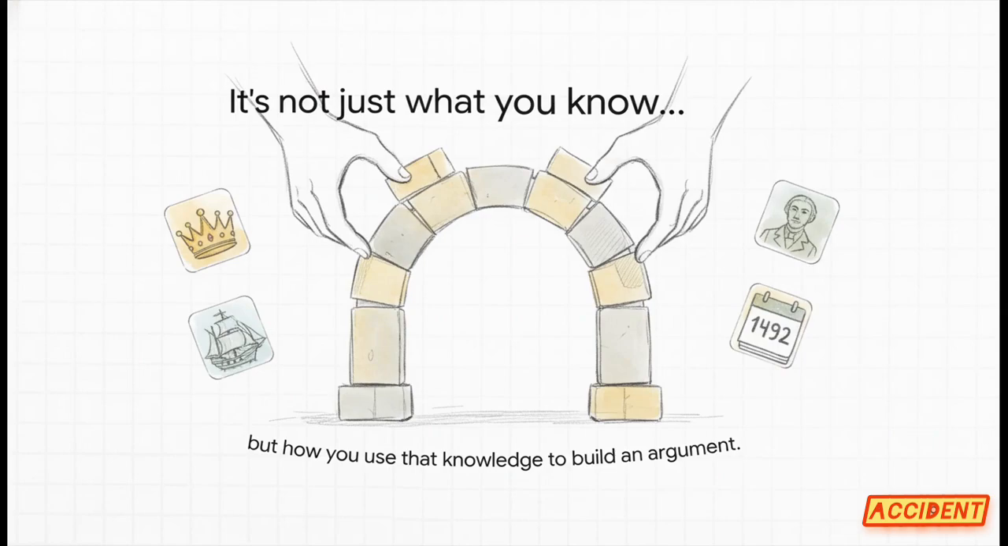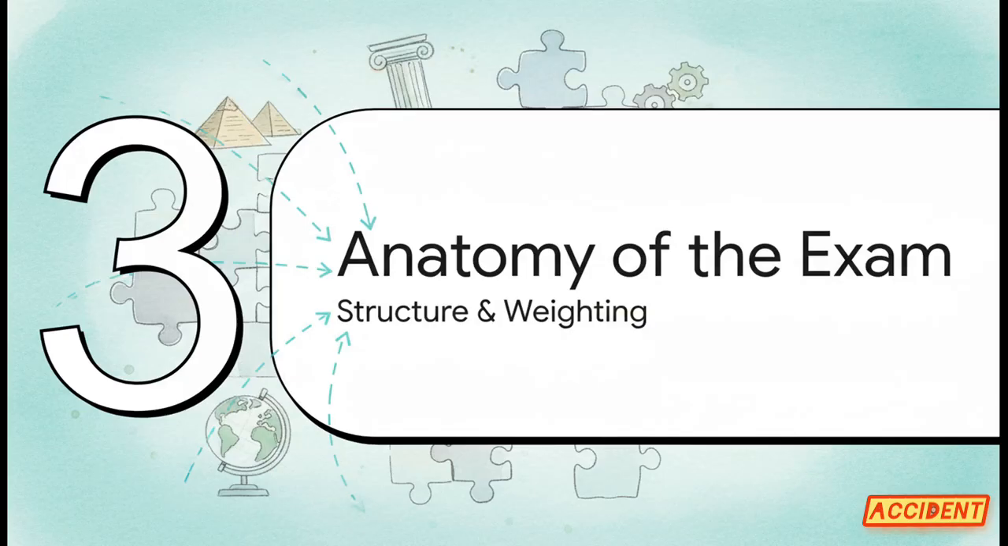And that really is the fundamental shift you have to make. Every single fact, person, or event you review is potential ammunition. It's evidence. Your goal is to become an architect of historical arguments, not just a warehouse full of historical facts. Okay, so you've got these skills. How do they actually get measured? Let's connect this idea of historical thinking directly to the exam by breaking down its structure.